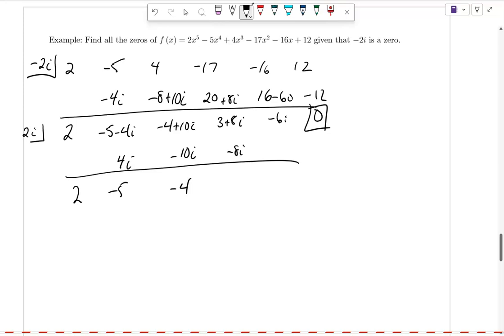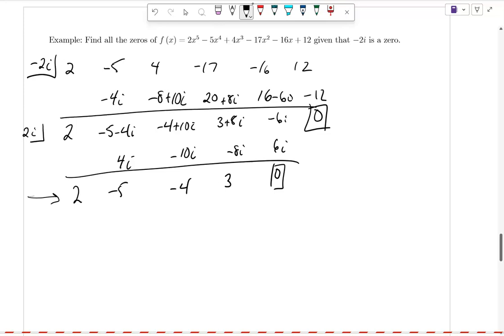Multiply. Get negative 8i. Add down. We get 3. Finally, 6i. Again, this last number has to be a 0. Also, what has to be true about all of these coefficients? Can they have any i's in them? No. When you run through a complex number and then its conjugate, those all have to be i-free.